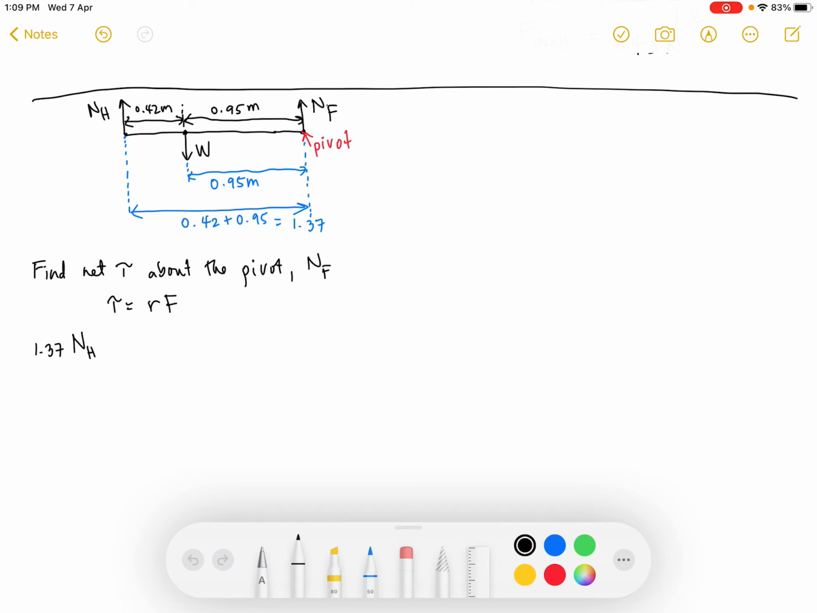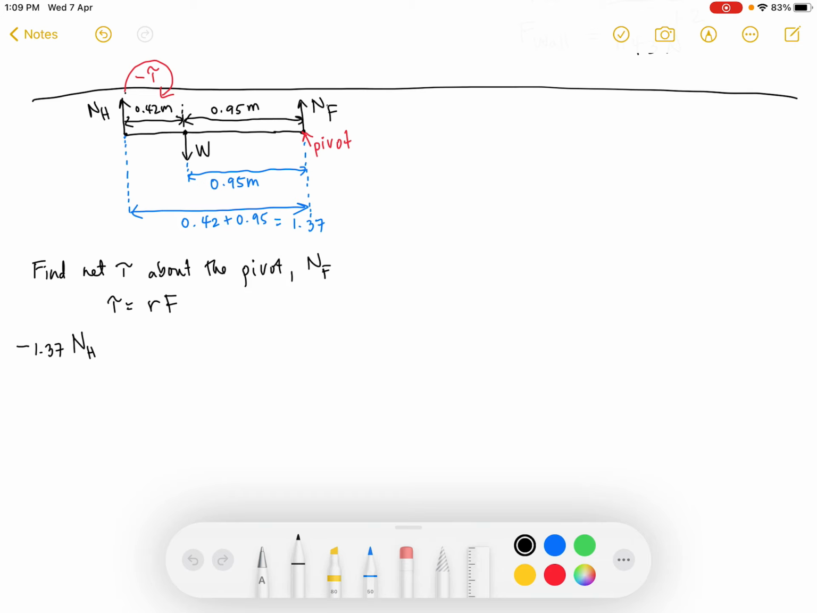Next, determine whether the torque is positive or negative about the pivot point. Looking at NH, it's pointing upwards. So if it were to rotate the man about the pivot point, it will rotate the man in a clockwise direction. Clockwise will be a negative torque. That means that our torque for NH should be negative, so you add a negative sign there. So the torque due to the force NH will be negative 1.37 times NH.